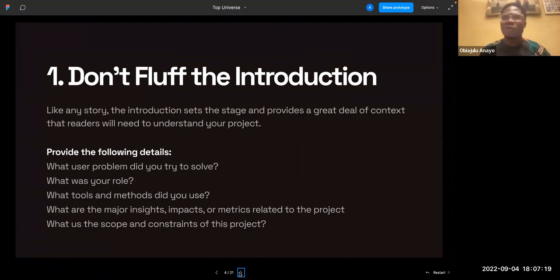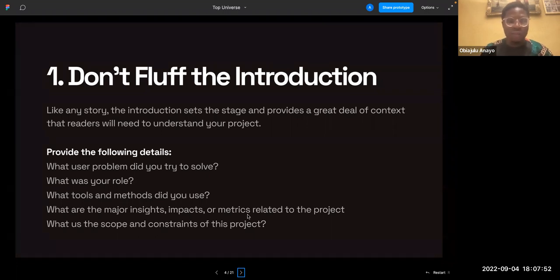And also one of the most important things you need to consider is the scope and constraints of that project. Every project, you do not have all the time in the world. Every project has scope. There are constraints, especially when you're working in the startup ecosystem. You do not have all the resources for your user research. You do not have all the time in the world. So what are the constraints of your project? What is the scope of your project? You need to be able to state that clearly in the introduction. And this is one of the things that would keep your audience going, or whoever the HR manager or technical recruiter is looking out for in this case study.